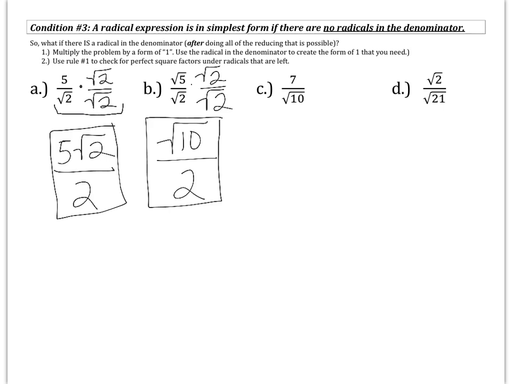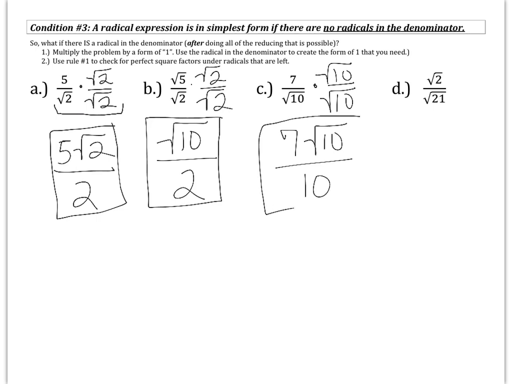So the next one, think about it. What are we going to multiply by? Since the denominator is the square root of 10, and I want to get rid of the square root of 10, that's what you're going to pick, the square root of 10. So I'm going to do the square root of 10 over the square root of 10. Now on the top, the 7 is not a radical, so it just stays 7 square root of 10 on the top, and on the bottom, the square root of 10 times the square root of 10 is just 10, because that's actually the square root of 100, and the square root of 100 is 10.